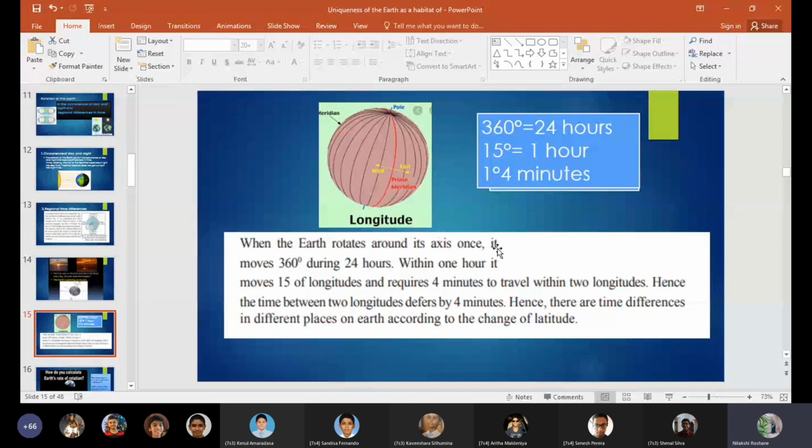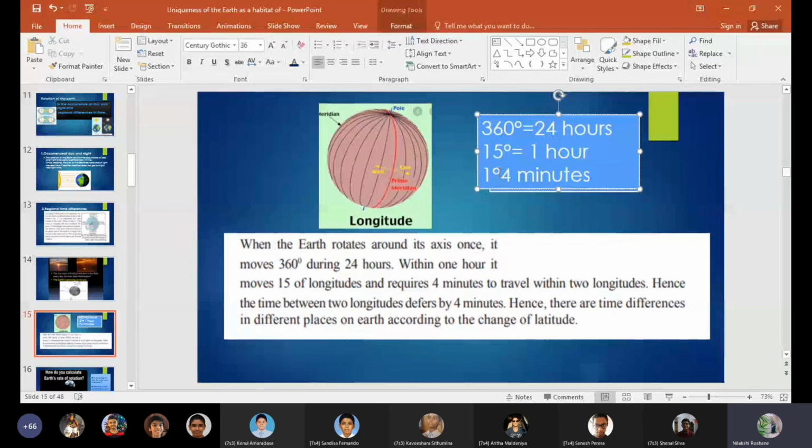Or we can say the meridians are drawn between the two poles. They divide the earth into 360 equal segments. So we have 360 degrees, and it takes 24 hours to complete one rotation. So it means 15 degrees of longitude for 1 hour, and 1 degree takes 4 minutes.